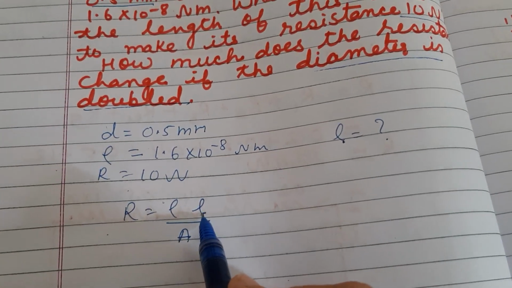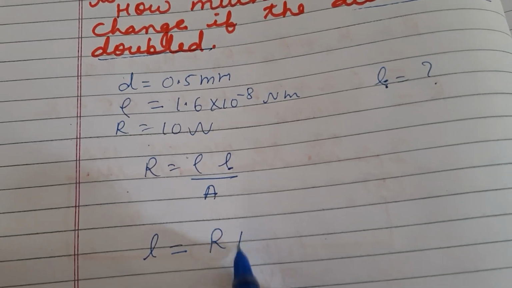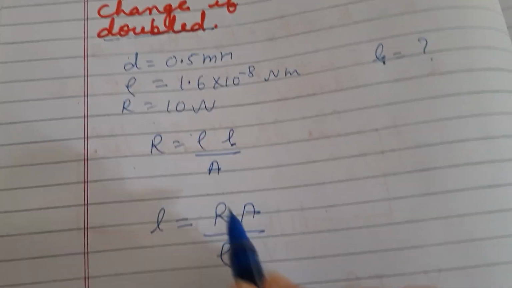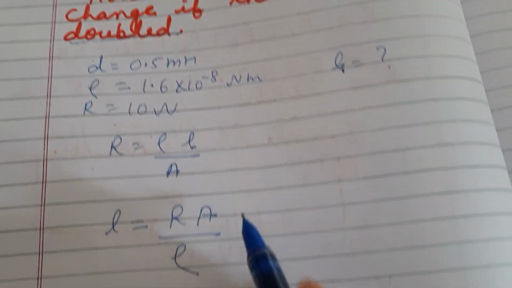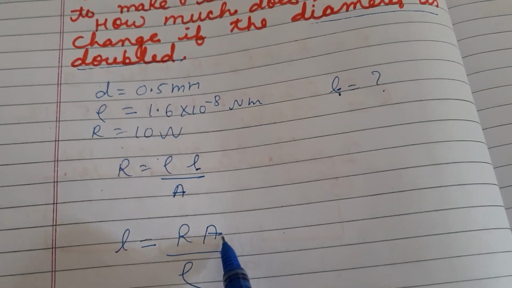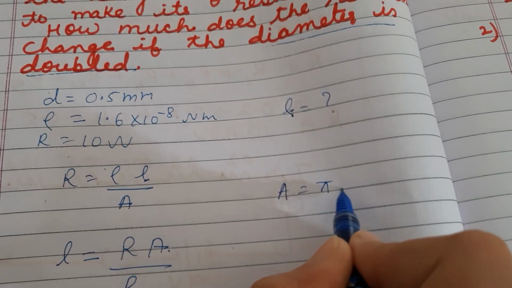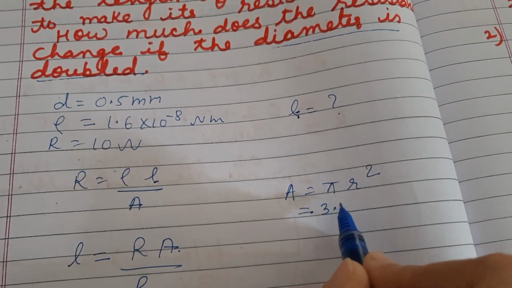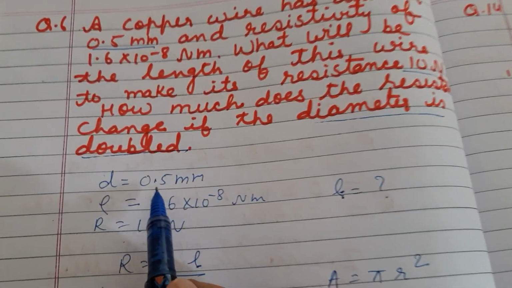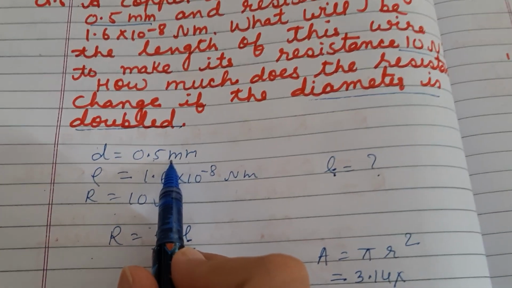Now we have to calculate this length. So L is equal to RA upon rho. This will be the formula. Now R is given, area A is not given but diameter is given. So here A is equal to pi r square. Pi value we know, it is 3.14 into r. Now here diameter is given, so half of the diameter will be the radius.